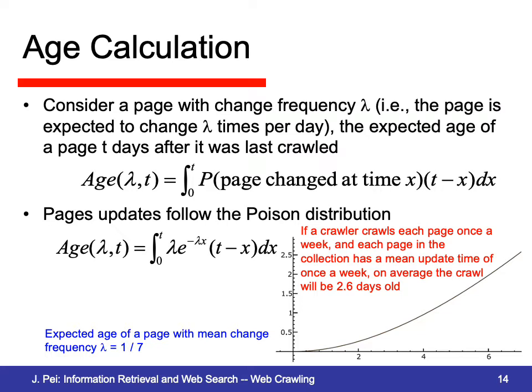If a crawler crawls each page once a week, and each page in the collection has a mean update time of once a week, then on average, the page will be 2.6 days old. The expected age of a page with mean change frequency lambda here is 1/7.